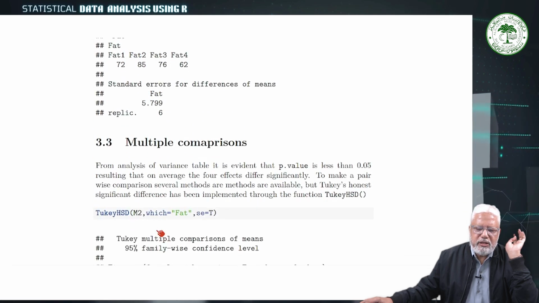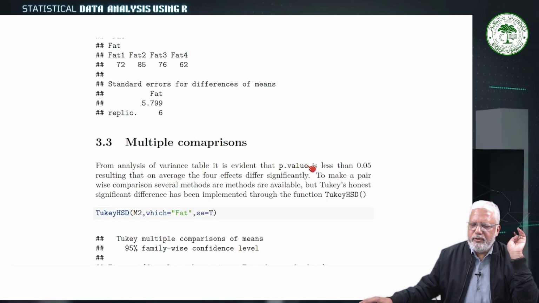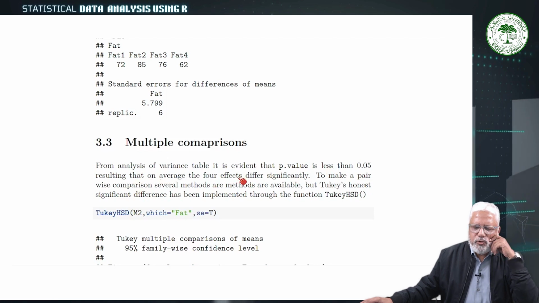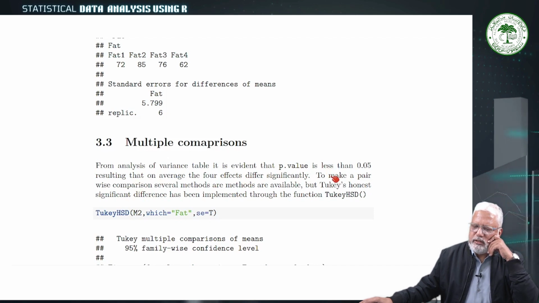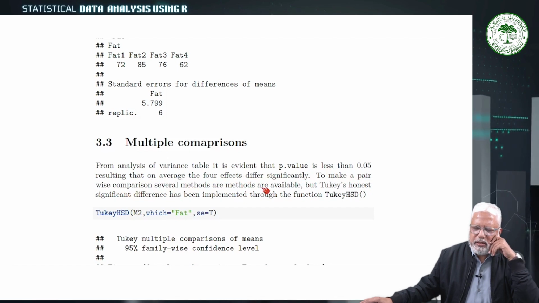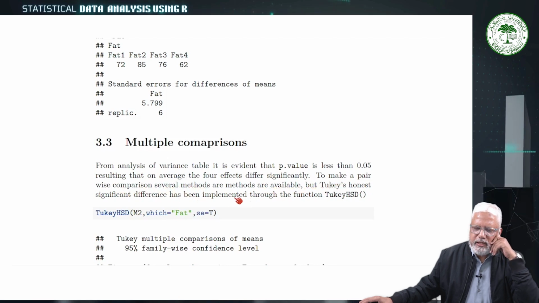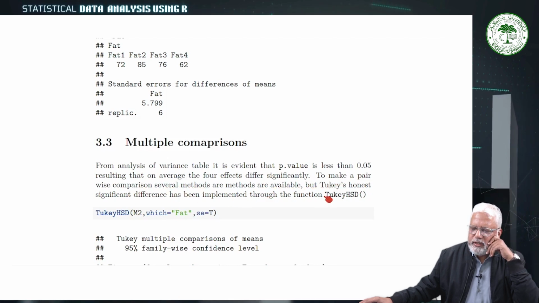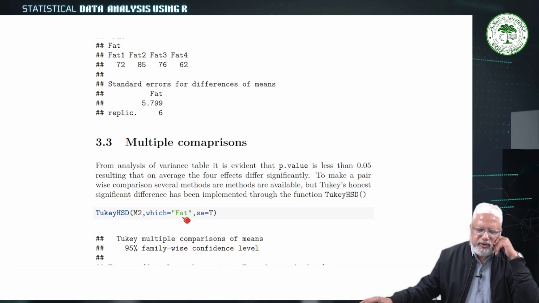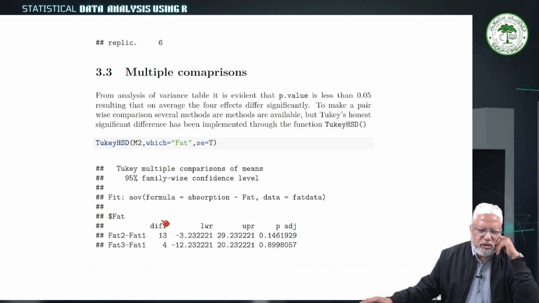Now multiple comparison. From the analysis of variance table, it is evident that P value is less than 0.05, meaning that on average the 4 effects differ significantly. To make a pair-wise comparison, several methods are available, but Tukey's honest significant difference has been implemented through the function TukeyHSD. So TukeyHSD, the factor is fat, ordered is equal to true. So this is Tukey's multiple comparison overall.